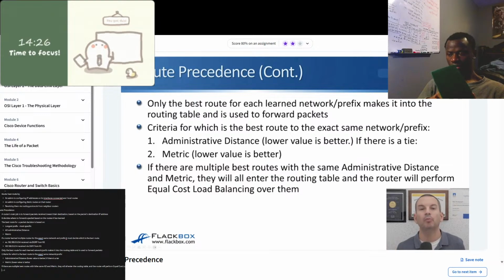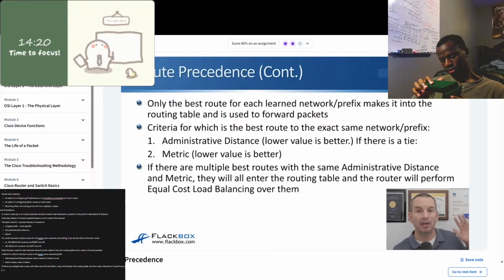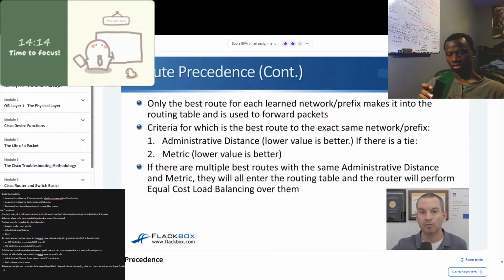If there are multiple best routes which have the same administrative distance and metric, so they're exactly the same, to the same network and prefix, with the same administrative distance and the same metric, and you've learned multiple routes with those exact same values, then they will all enter the routing table, and the router will perform equal cost load balancing over those different routes.